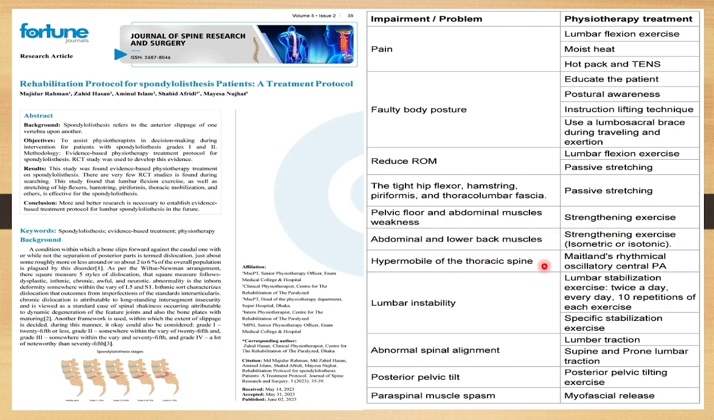For hypermobility of the thoracic spine, they gave Maitland's rhythmical oscillatory central posterior to anterior glides. For lumbar instability, they gave lumbar stabilization exercises twice a day, every day, 10 repetitions of each exercise, and specific stabilization exercises are also taught to the patient. For abnormal spinal alignment, they gave lumbar traction, supine and prone. To correct the posterior pelvic tilt, they gave posterior pelvic tilting exercises. And for paraspinal muscle spasm, they gave myofascial release. So these are the different impairments and the various physiotherapy treatments for each impairment.